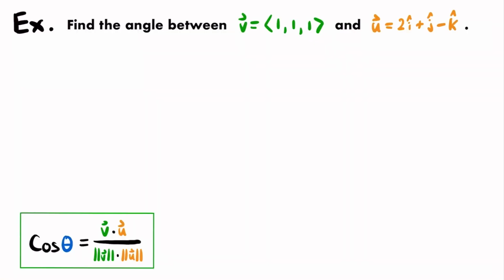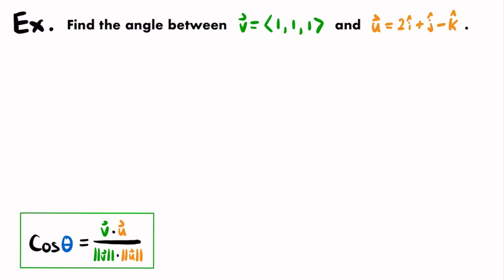All right, so here's our first example. We want to find the angle between vector v, which is the position vector of the point (1, 1, 1), and vector u, which is equal to 2i plus j minus k. We're going to be using this formula right here that we found in this video: cosine of theta is equal to the dot product of vector v and vector u divided by the product of their magnitudes. And of course, theta is the angle between vector v and vector u. In order to set up this equation, we're going to need a couple things.